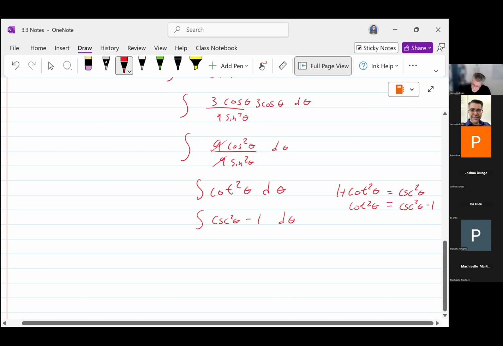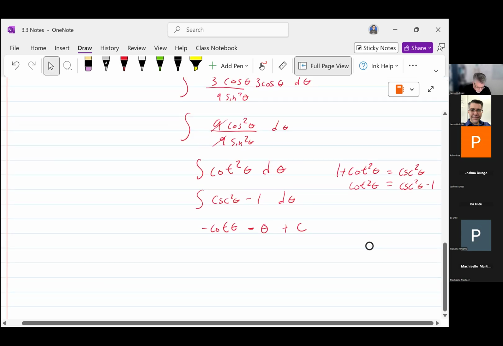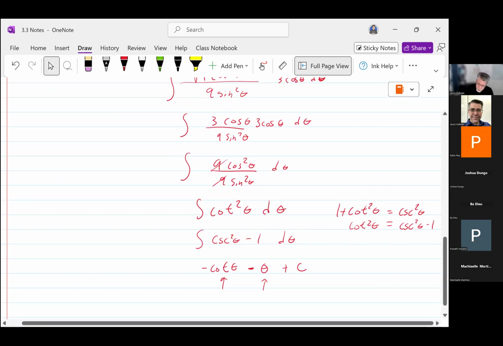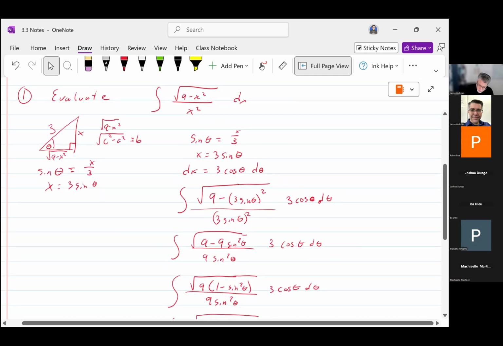Okay, because the integral of cosecant squared is cotangent. I'm sorry, negative cotangent. So this is negative cotangent theta minus the integral of 1 is theta, okay, plus c. But now I've got to figure out, okay, well, what is theta and what is cotangent theta? And the way I do that is I go back to my triangle for cotangent theta. What was cotangent theta? Looking back at my triangle, I need cotangent theta.